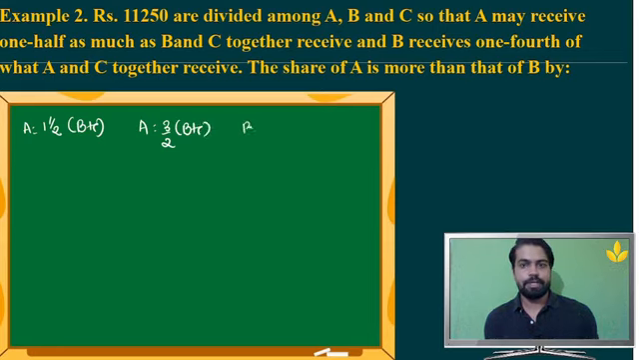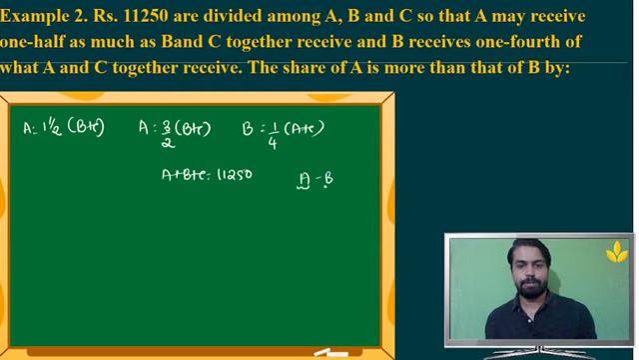Whereas B receives 1/4 of what A and C received. Also we know the sum value is going to be 11,250. The question is how much A is more than B. First we have to find A and then B and then take the difference. How will you find A and B?